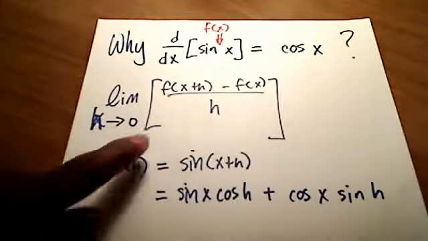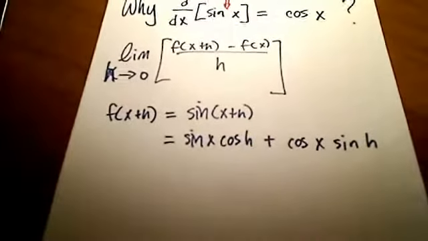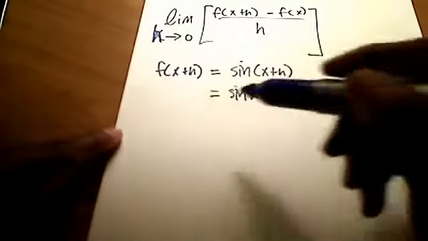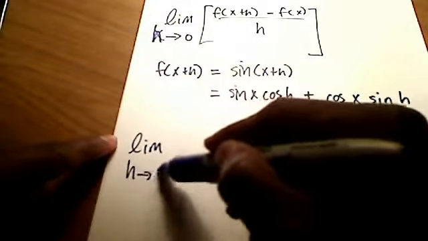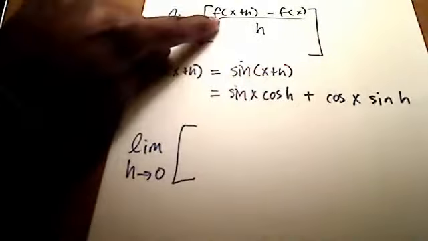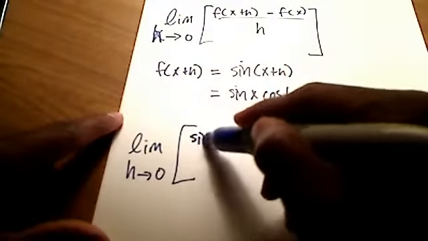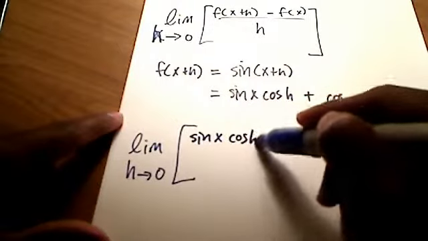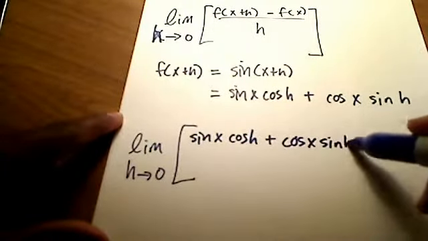And I think I've got all the players now. I can use this difference quotient limit here. So here's what I've got: the limit as h approaches 0 of my f of x plus h, which is now this, sine x cosine h plus cosine x sine h.